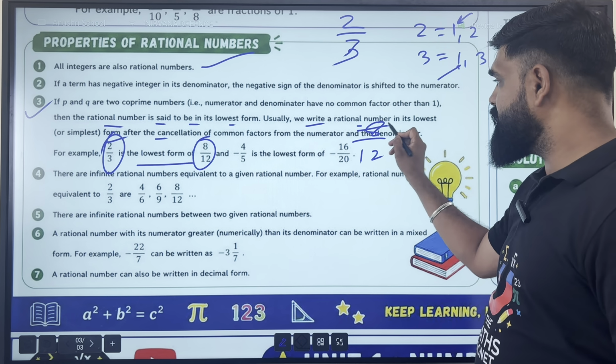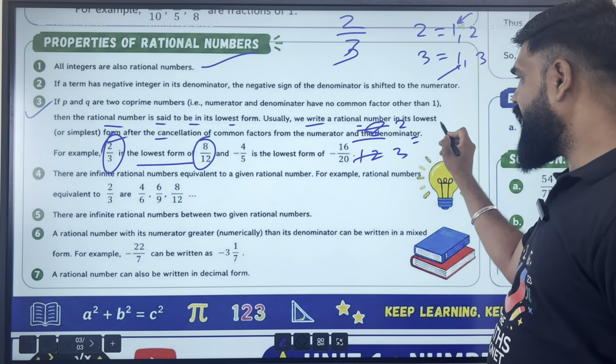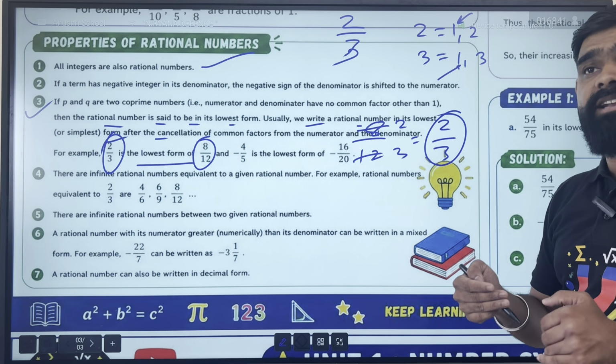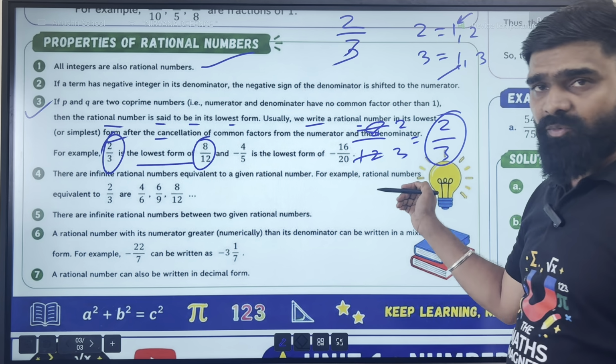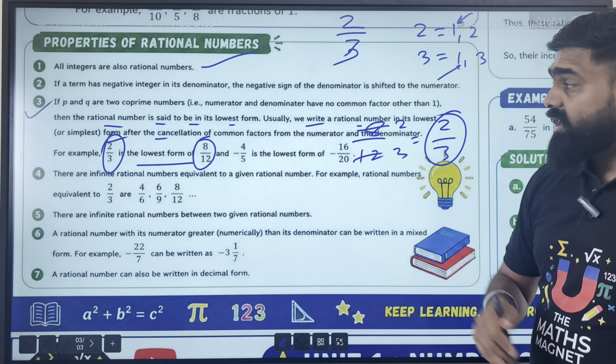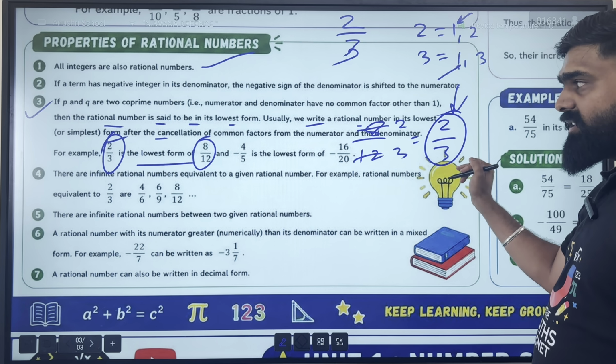4 2s are 8, 4 3s are 12. We have got this 2 by 3 here. So 2 by 3 is the simplest form of this 8 by 12. The simplest form of 8 by 12. So we got this number here, 2 by 3.